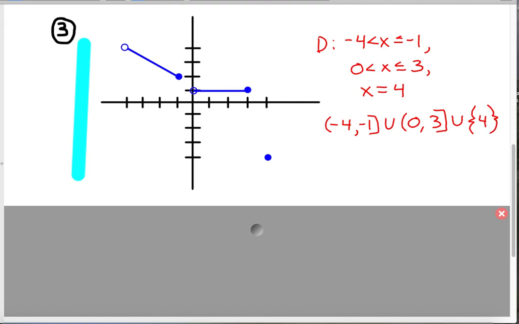So either notation is fine, unless the problem specifically says use one or the other. But if you haven't used interval notation, I would start getting in the habit of trying that, because that'll come up more and more as we get closer to calculus topics.